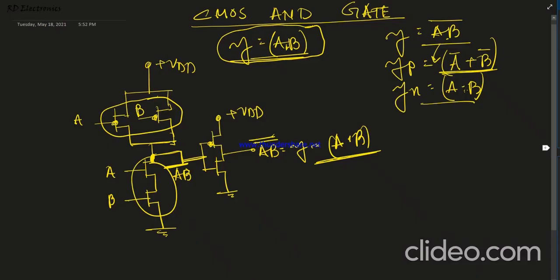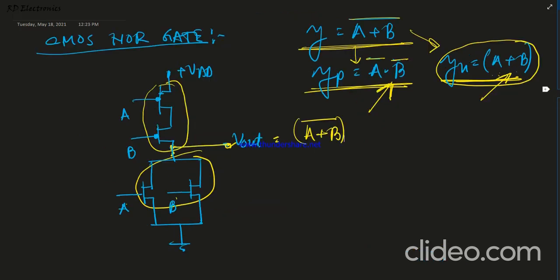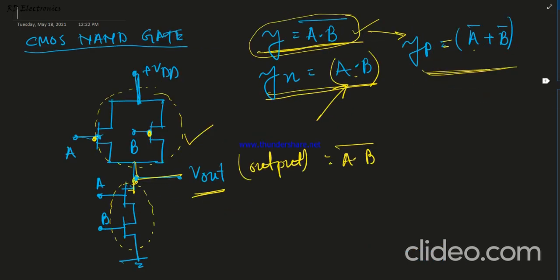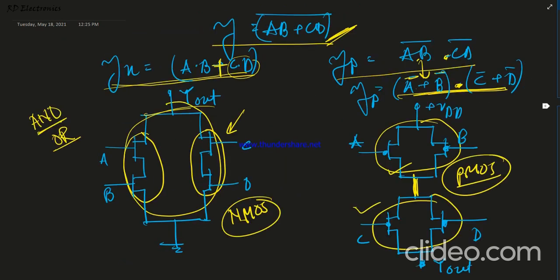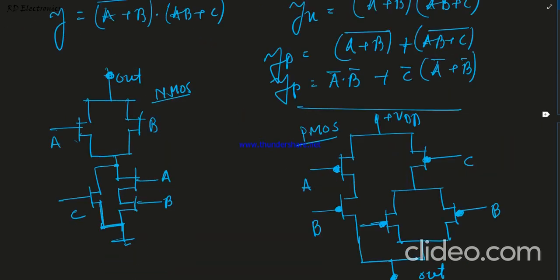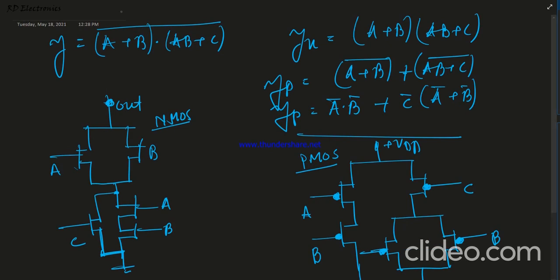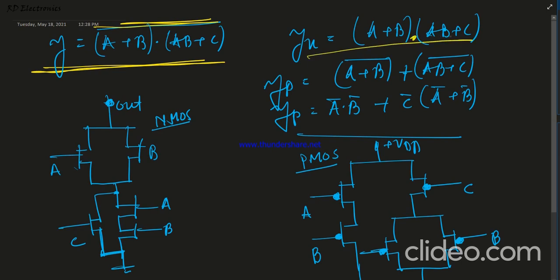Okay, now the next one is very important. Next is again another logic and design. Now this is our next logic: Y equals ((A or B) dot (AB or C)) whole complement. So what is the NMOS equivalent network? Just remove this complement, so it is (A or B) dot (AB or C).